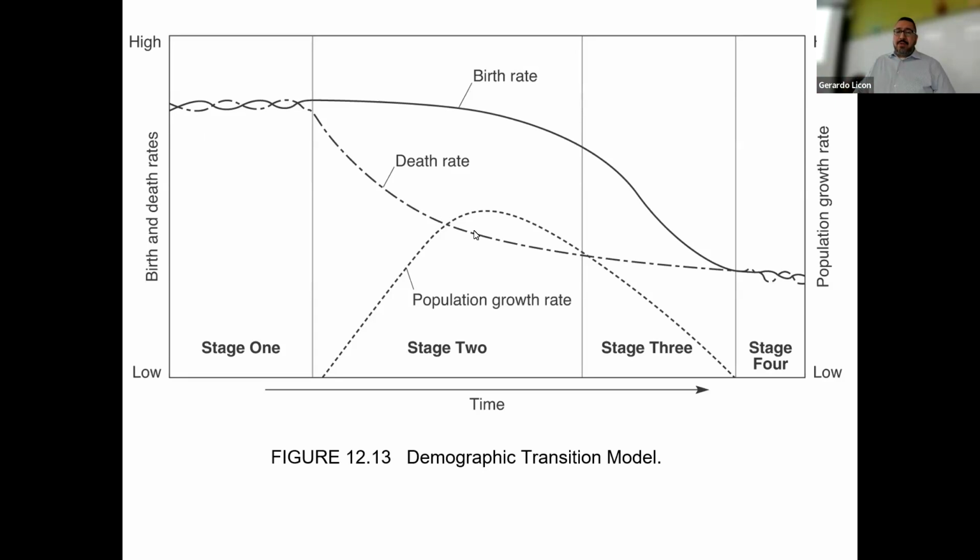Stage two is when a country starts becoming urban, when people start moving to cities. The birth rate stays high, but the death rate declines. And so people in cities tend to have better access to healthcare and to other important things like infrastructure, sanitation, etc. And so with still having a high birth rate and the death rate going down, the rate of population growth goes up.